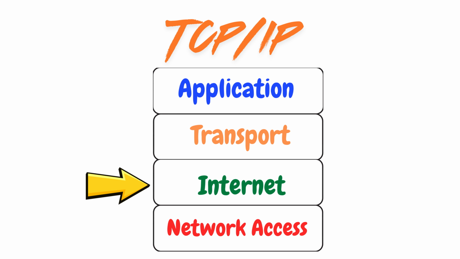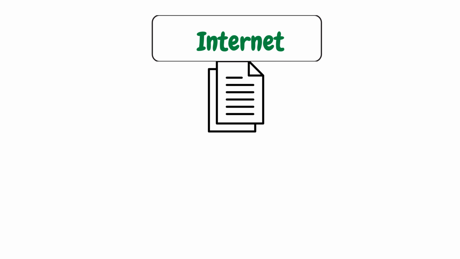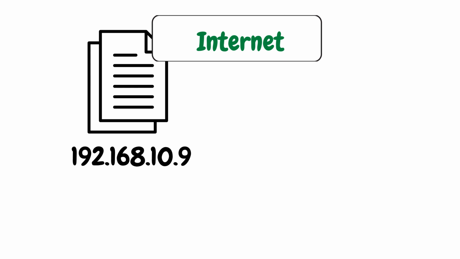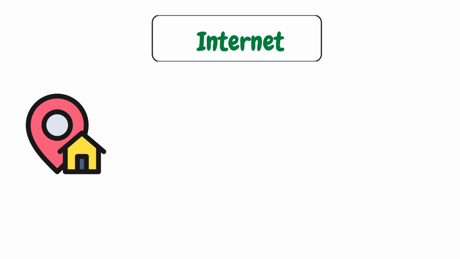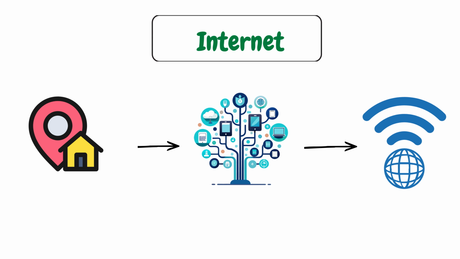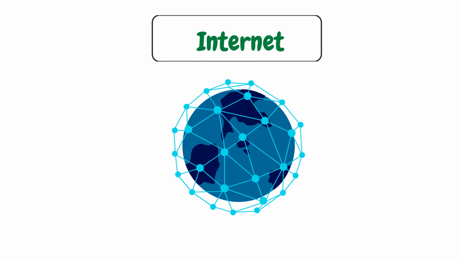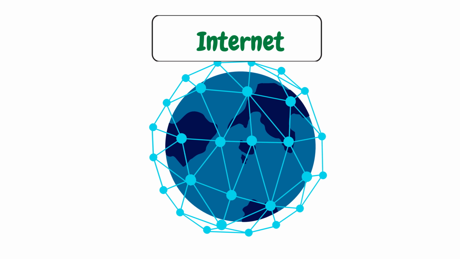Now comes the internet layer, which is responsible for addressing and routing. Each packet is assigned an IP address to identify the source and destination. An IP address works like a home address for a device on the internet. This layer determines the best path for data to travel across networks.